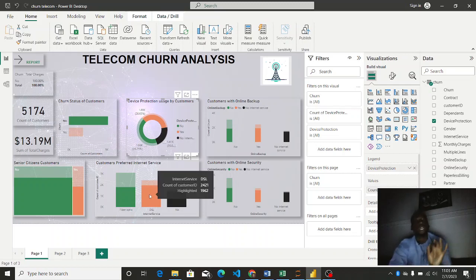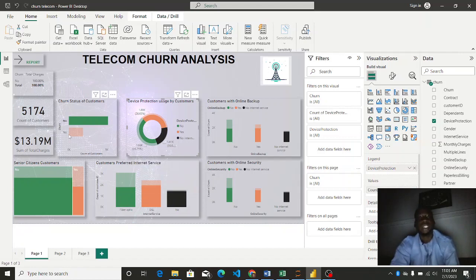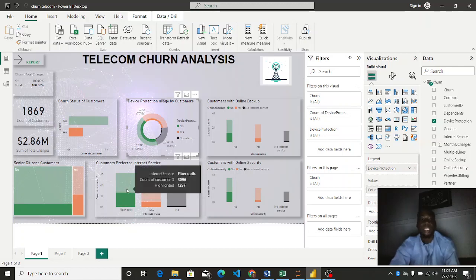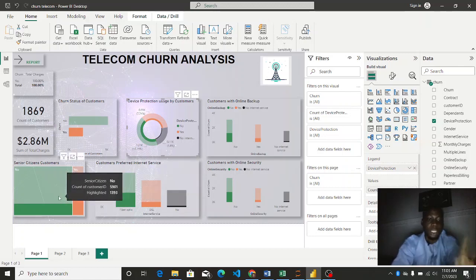So this now shows us that the internet service is the primary reason for them churning the organization. The cost of fiber optic is the major reason why the youths churned this organization, which is the telecom service.